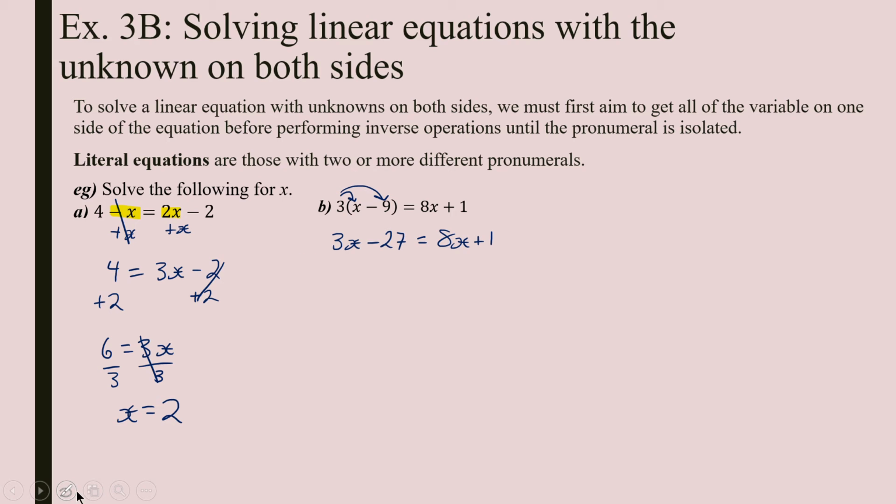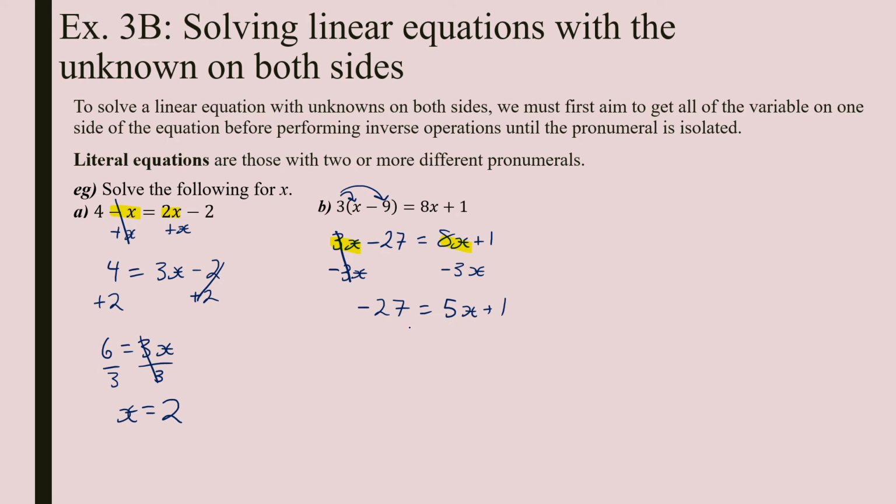So again, I look at my two x variables. All right, I've got 3x and 8x. In this case, again, 3x on the left-hand side is going to be my smaller coefficient. So I'm going to move that one across. The reason I picked the smaller one is to try and avoid negatives. Okay, it's very easy to lose negative coefficients later. So that's now gone, leaving us with negative 27 equals 5x plus 1.